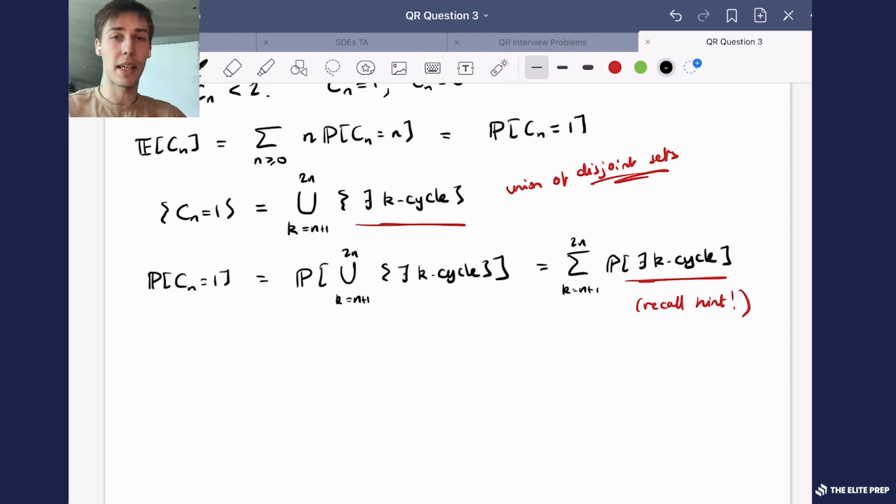So for there to be a k cycle, we first need to fix k elements. So those are going to be the k elements which are part of our k cycle. To fix them, we select 2n choose k elements. Then, when you've already fixed the elements, there are k minus 1 factorial ways of permuting the elements such that we maintain the structure of a cycle. I'll explain the intuition behind this in a second.